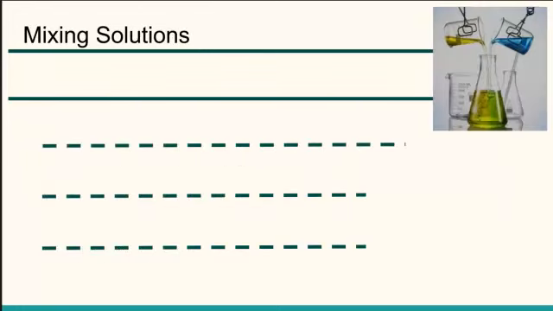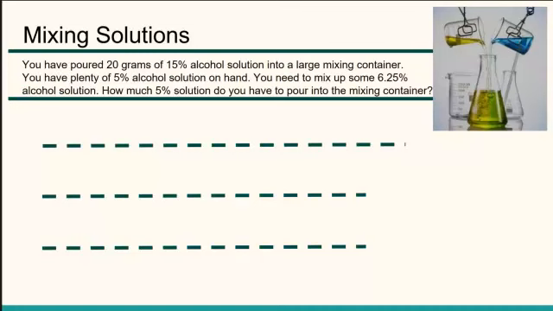All right, so we're going to be a chemistry professor here. We are going to mix up a solution. We've got 2 beakers, one with yellow and one with blue in our little picture here, and we're going to mix it into an Erlenmeyer flask. Let's see what we've got to do. We've poured 20 grams of 15% alcohol into a large mixing container. So let's just say that's the yellow on the left.